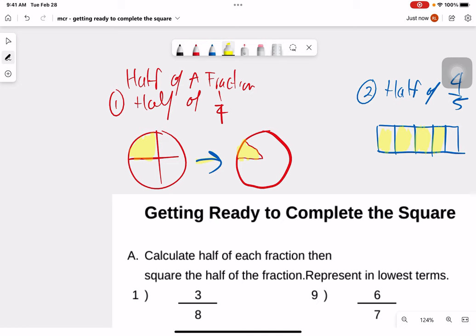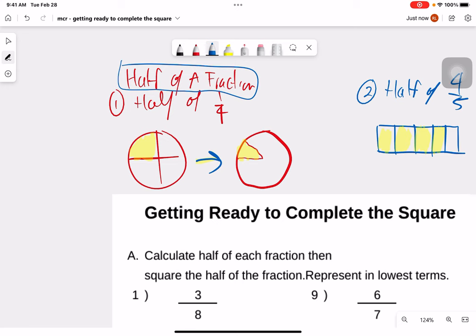Today I'm going to go over some prior knowledge that you need to complete the square with quadratics. Now, the first thing we need to address is how do we go about determining half of what a fraction's worth? Well, let's do it with pictures, and then from that we'll develop the rule.